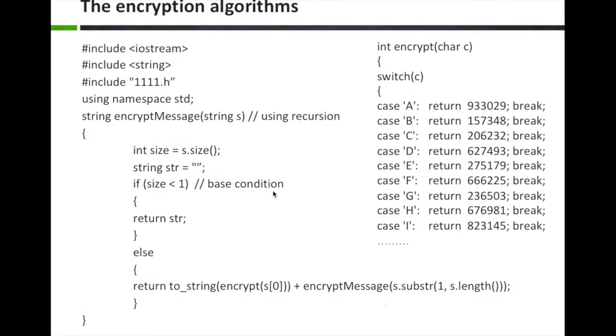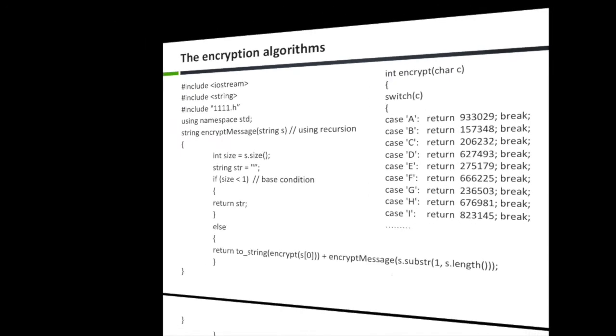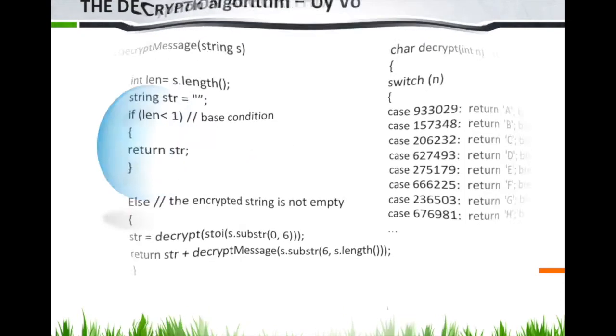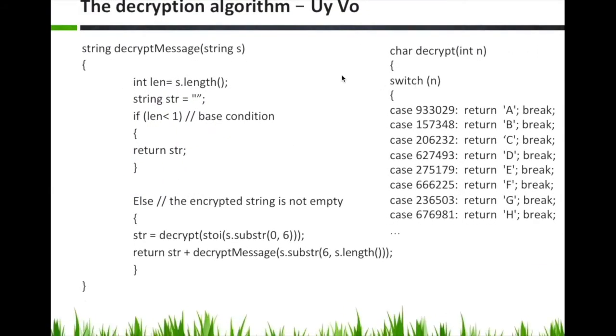Thank you, Catherine. Hello, Professor and everyone. My name is Uy. I talk about the decryption algorithms. We have two functions in this decryption algorithms. The first function you see on the right hand side is named decrypt. This function will receive an integer parameter and return a character. In particular, this function will receive 6 digits of integer and return a letter, a character.